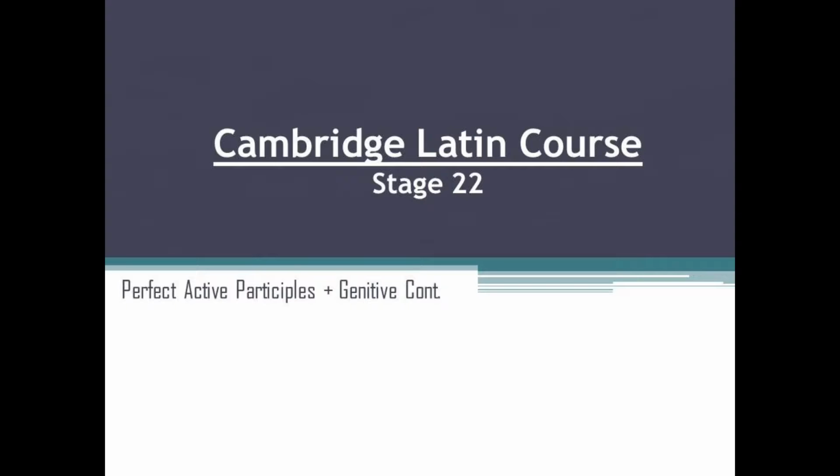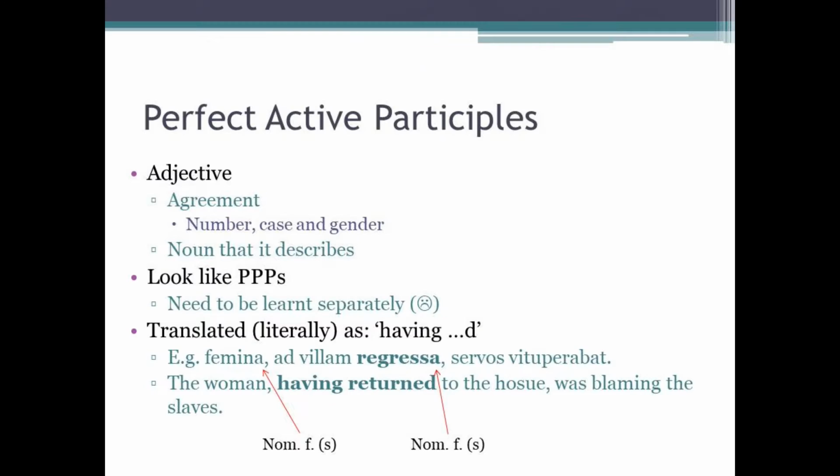Today, I'll be going through stage 22 of the Cambridge Latin Course, and I'll be explaining the topics of perfect active participles and more uses of the genitive. Okay, let's begin. Perfect active participles. So like the PPP, which we met last video, the PAP is an adjective and needs to agree in number, case and gender with the noun that it describes.